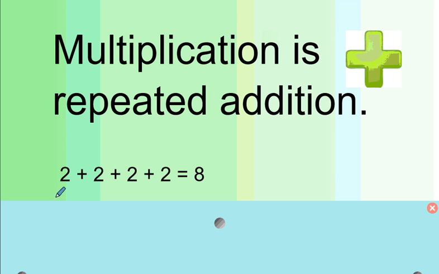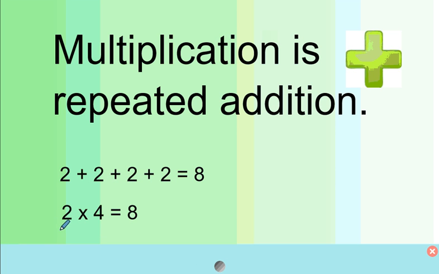And here's an example here. 2 plus 2 plus 2 plus 2 equals 8. Rather than doing all that adding though, we can also just say 2 times 4 is 8, because there are 4 2's. We could also say 4 times 2 is 8. It doesn't matter, same as adding, it doesn't matter the order of the factors.